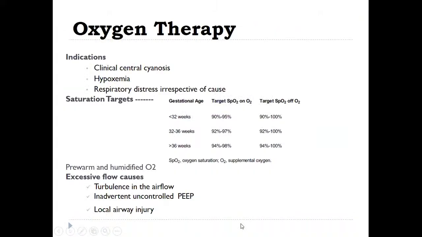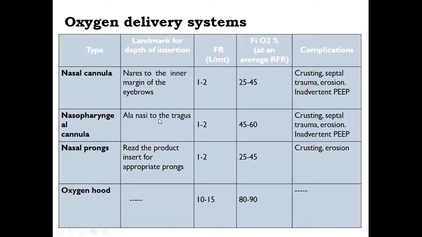respiratory distress, or metabolic acidosis or respiratory acidosis, or a worsening blood gas. We start oxygen therapy when the baby has central cyanosis, hypoxemia, or respiratory distress, irrespective of the cause. Saturation targets are usually 91 to 95%. We provide pre-warmed, humidified oxygen. Excessive flow can cause turbulence in the airflow and uncontrolled breathing, and may lead to local airway injury. So these are the various oxygen delivery systems.